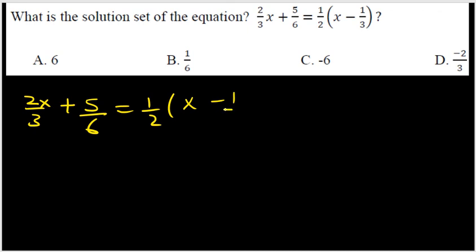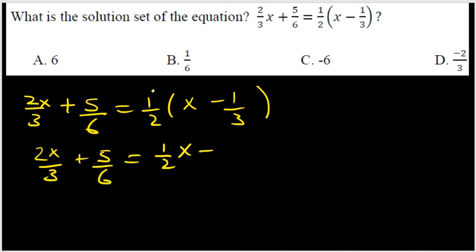The next question: what is the solution set of the equation 2 over 3x plus 5 over 6 is equal to 1 over 2 in bracket x minus 1 over 3? Remove the bracket to the right side. Then 2x over 3 plus 5 over 6 is equal to 1 over 2 times x, which will be 1 over 2x, minus, again, this 1 over 2 will multiply the other one. First I multiply here, and 1 over 2 times 1 over 3 will be 1 over 6.